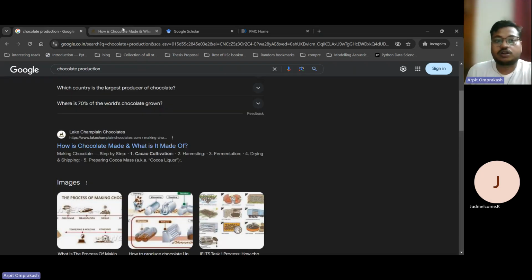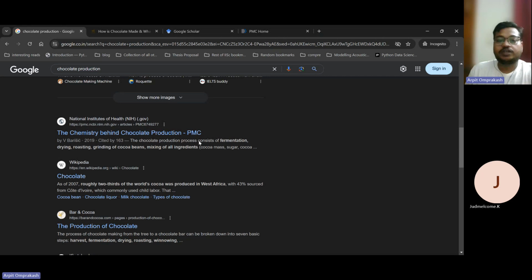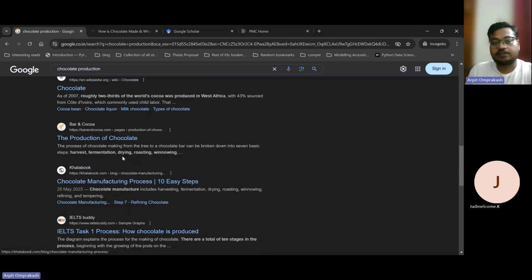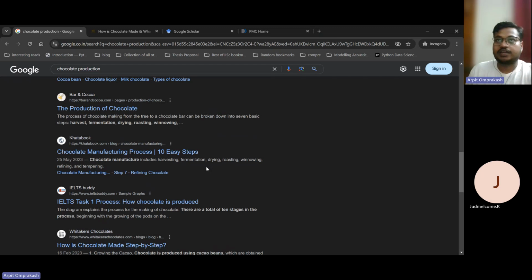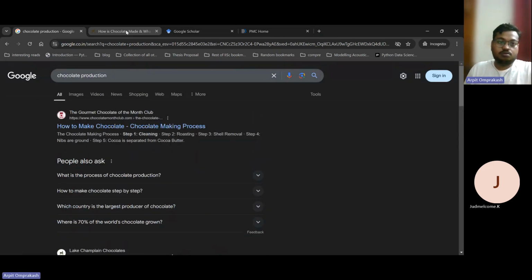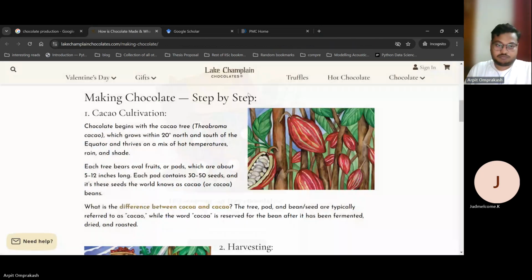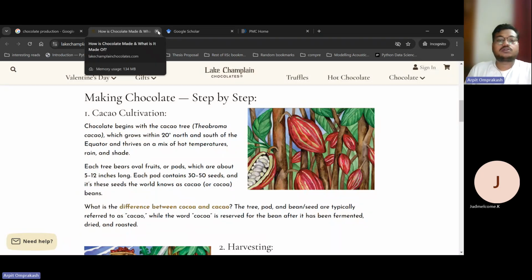Now, it's not a good idea to just look at one website and think that what they are saying is correct. What we should be doing ideally is looking at many different websites and getting at the general idea of what is happening. Right. So let's say we know, for example, that cacao is exactly how chocolate is made.